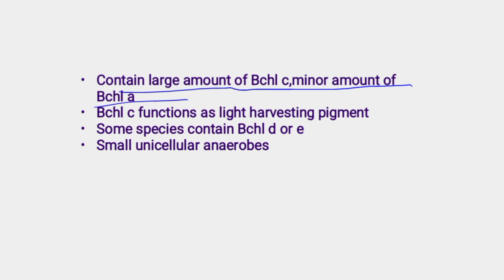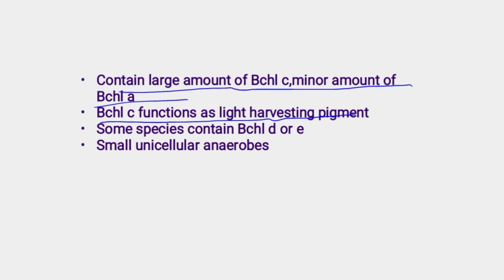In these bacteria, bacteriochlorophyll C functions as a light harvesting pigment and is present in separate structures called chlorosomes that are found attached to the inner face of the cytoplasmic membrane. The photosynthetic reaction centers of green bacteria are localized in the cytoplasmic membrane. The light gathering systems are mainly localized in chlorosomes.